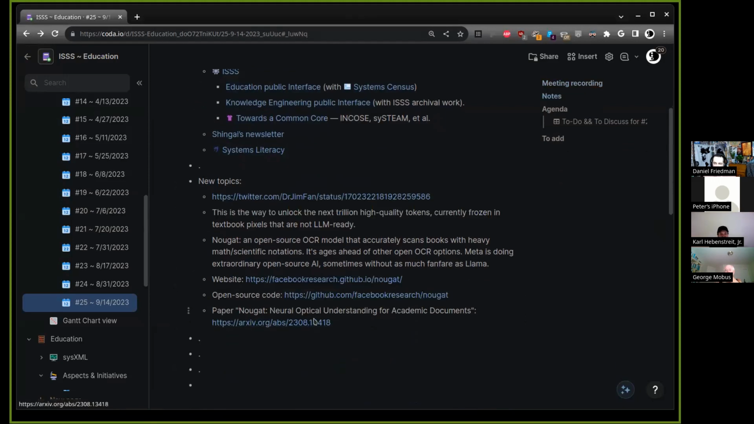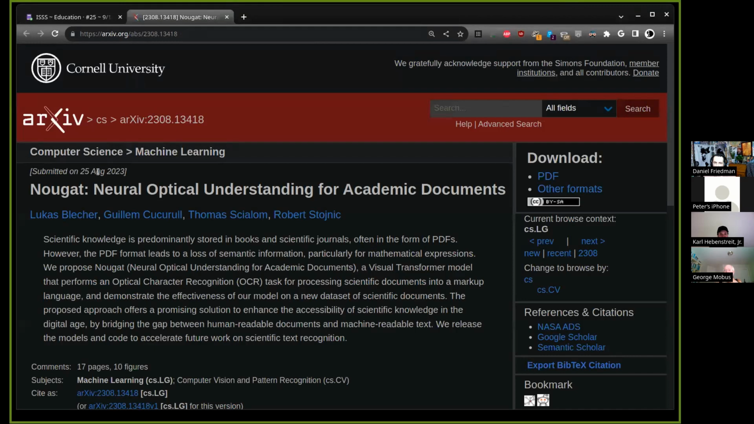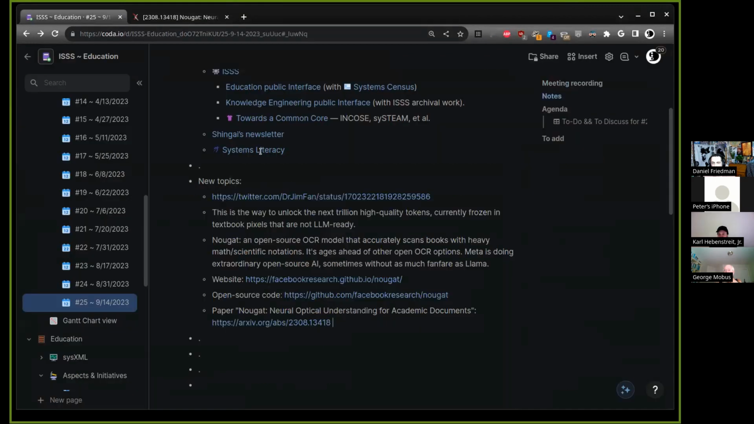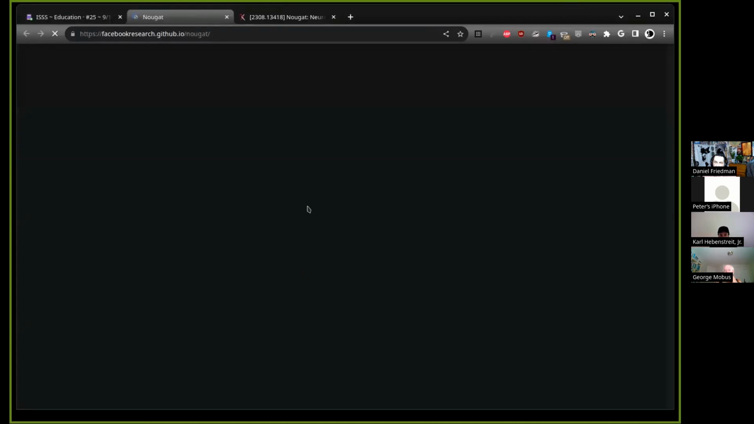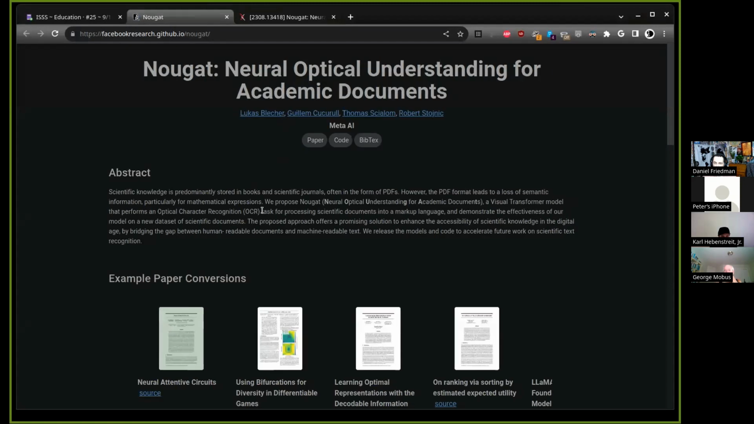I'll just open with this one. So, I mean, it's 3 weeks old. You can debate if that's old or recent. But it's an OCR model that's specialized for technical work. Facebook Research, but it's open source.